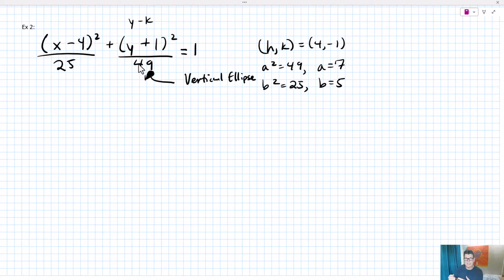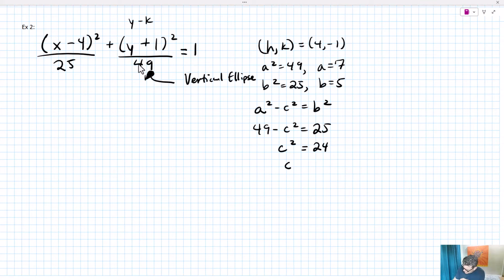Now we'll go ahead and find c so that we can put it in our foci, because that might actually be really important. So remember that a squared minus c squared is going to equal b squared, so that means 49 minus c squared is equal to 25. That's going to tell me that c squared is going to equal 24, so c is equal to the square root of 24, which is equal to 2 root 6.